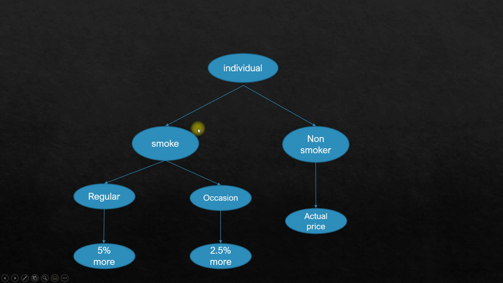So it is easy to interpret. When I see this decision tree, I can easily understand whether an individual smokes or not, and if they smoke, whether regularly or occasionally. It is very easy to interpret because it looks like a flow chart. In machine learning, we can use decision trees for both classification and regression. That's why I said decision trees can be used for data mining.